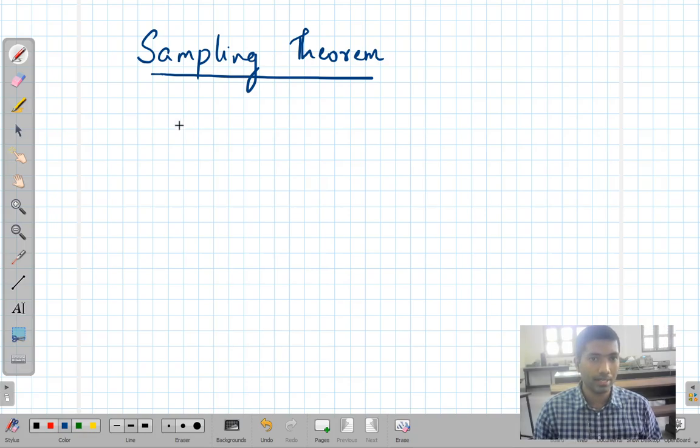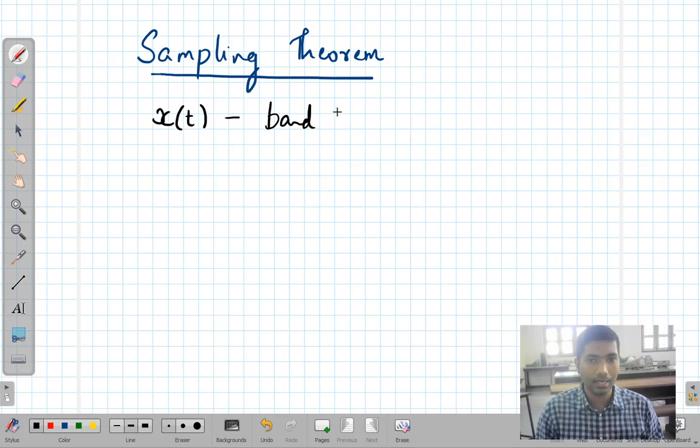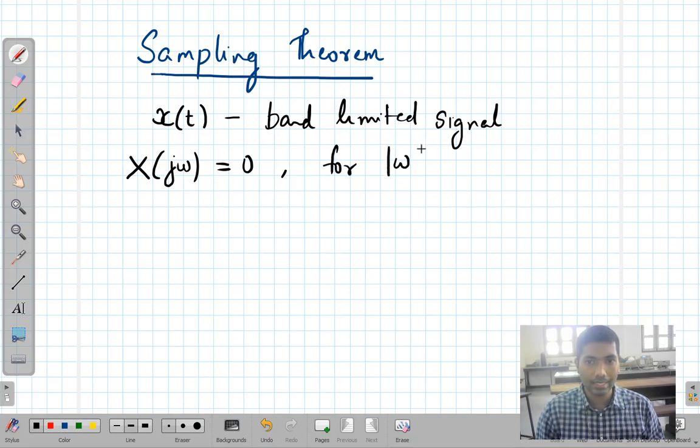In order to understand the sampling theorem, you need to understand a signal called a band limited signal. Let's consider a continuous time signal x of t, and this signal is band limited, which means that the frequency component or the frequency spectrum is limited to a particular range. For a band limited signal, if you take the Fourier transform, the frequency spectrum X of j omega will be 0 for those frequencies which are greater than or equal to omega m.